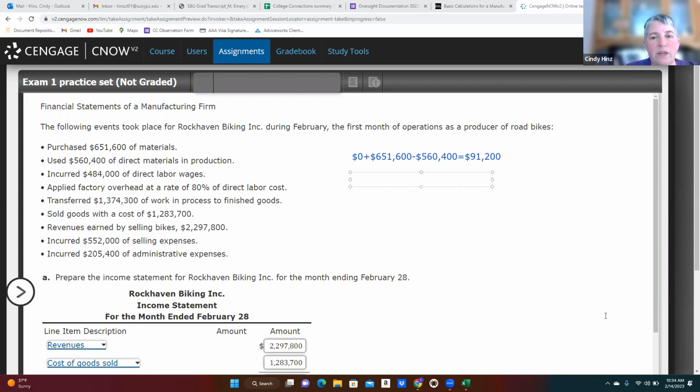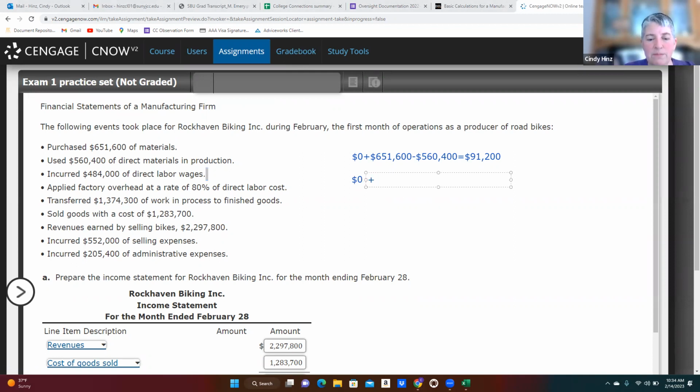Then we go on to the work in process. Again, it's our first month of operations, so we start with a 0 balance. And what do we add to that? Well, what do we add to work in process?